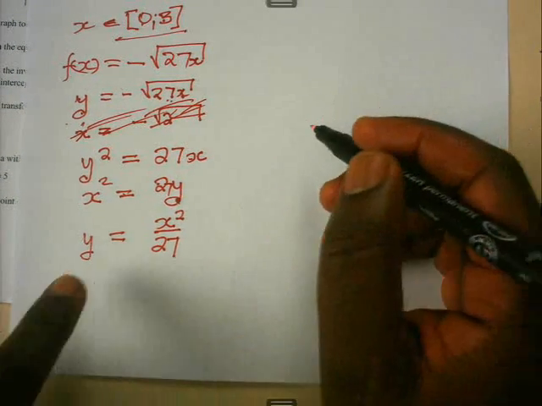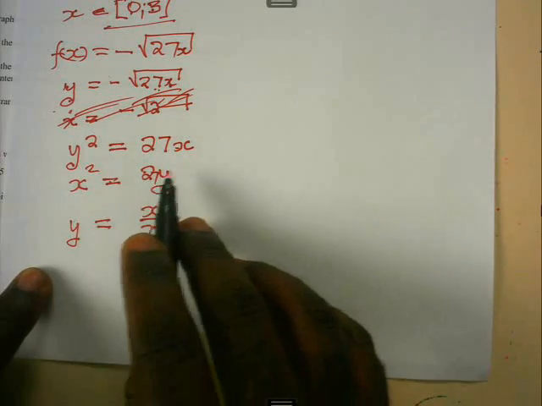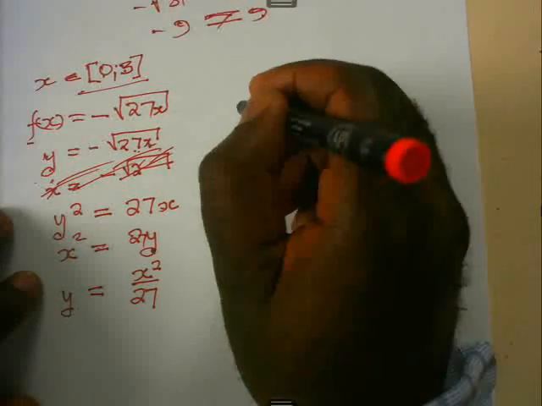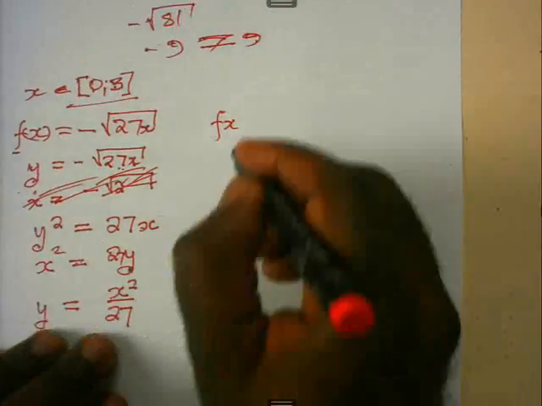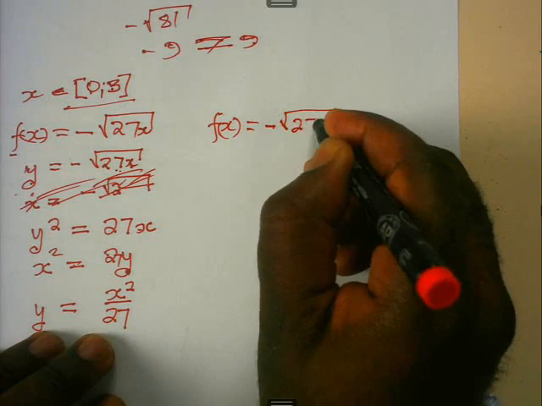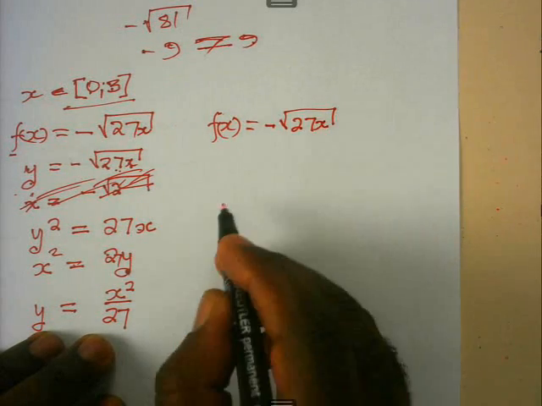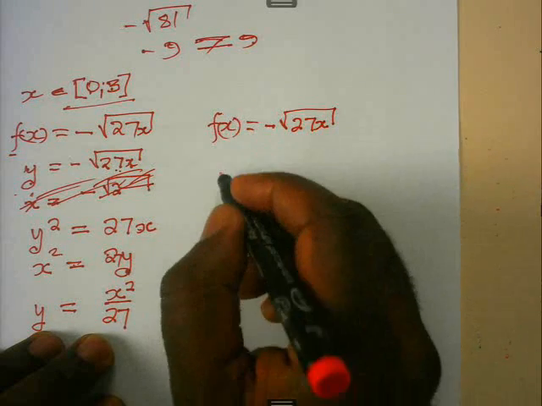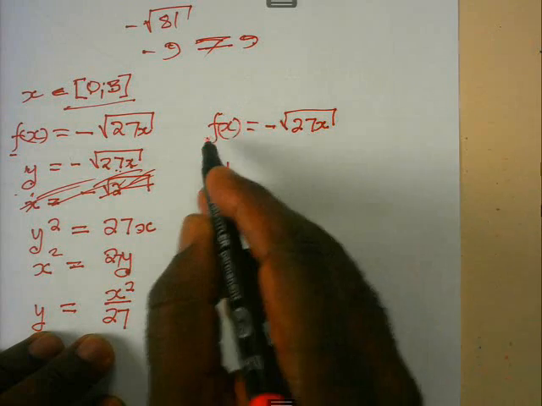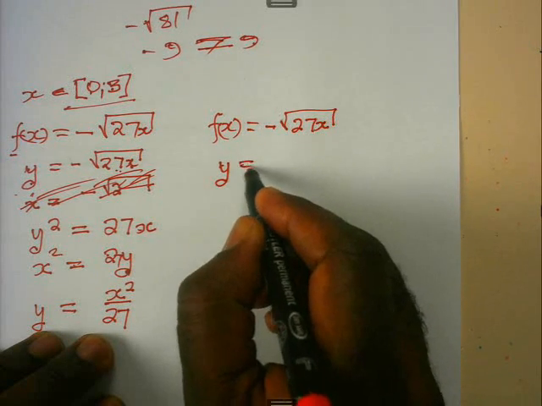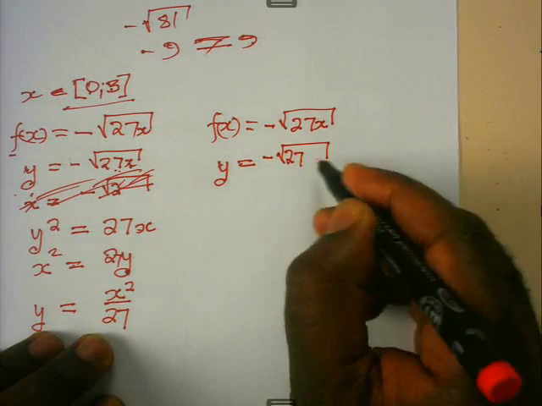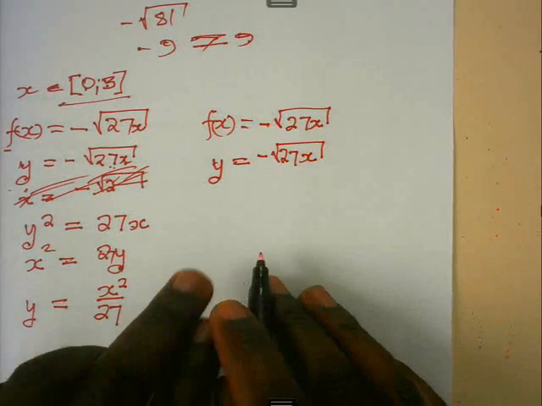Let me take it back, guys, because I don't want you to struggle with this. We're having this equation: f of x equals negative the square root of 27x. Because I know my f of x is y, I think it is going to be easier for me to work with f of x as y. So I'm writing that as y equals minus the square root of 27x.